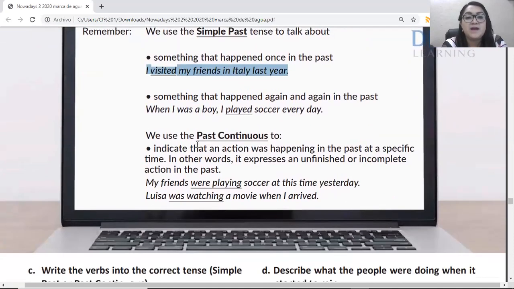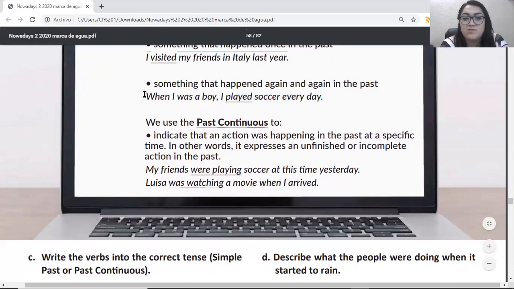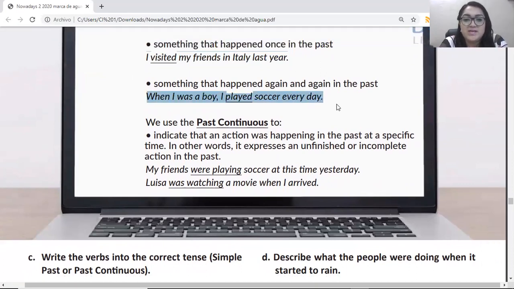Then we have other thing. Something that happened again and again in the past. When I was a boy, cuando yo era un chico, I played soccer every day. Cuando yo era niño, yo jugaba fútbol todos los días.